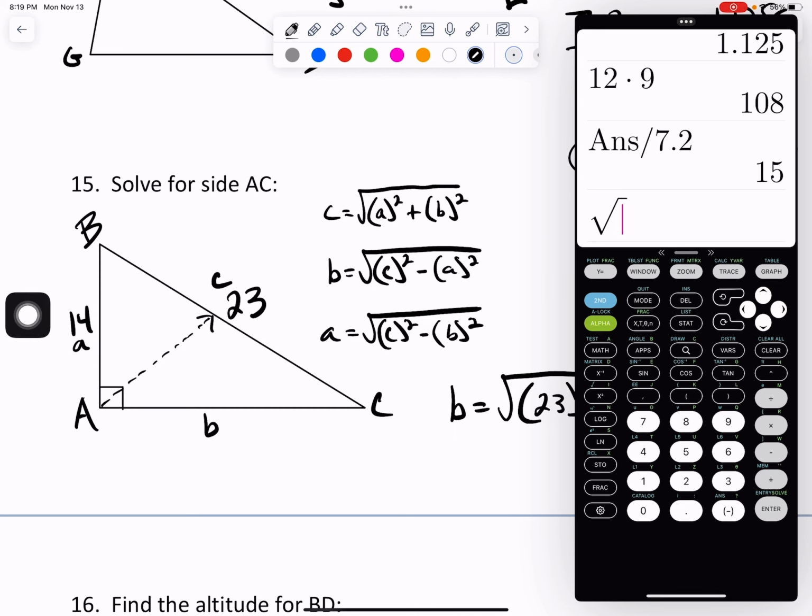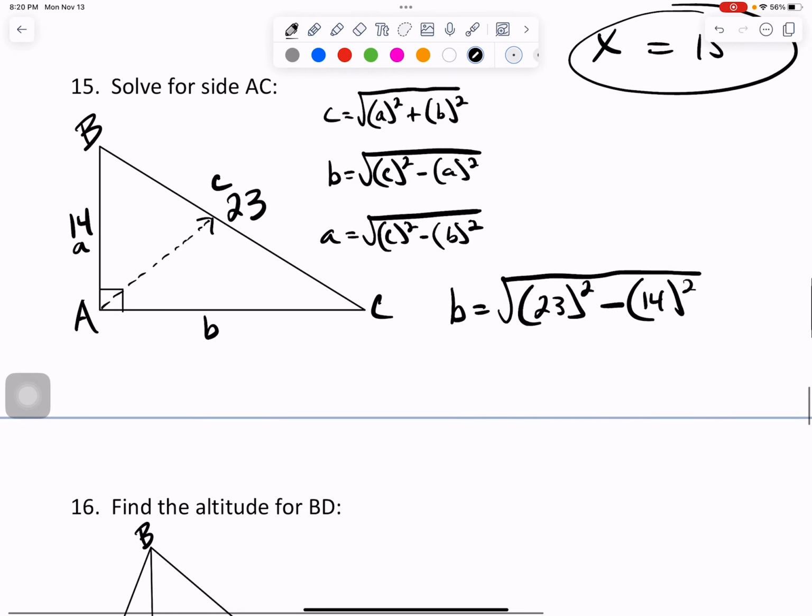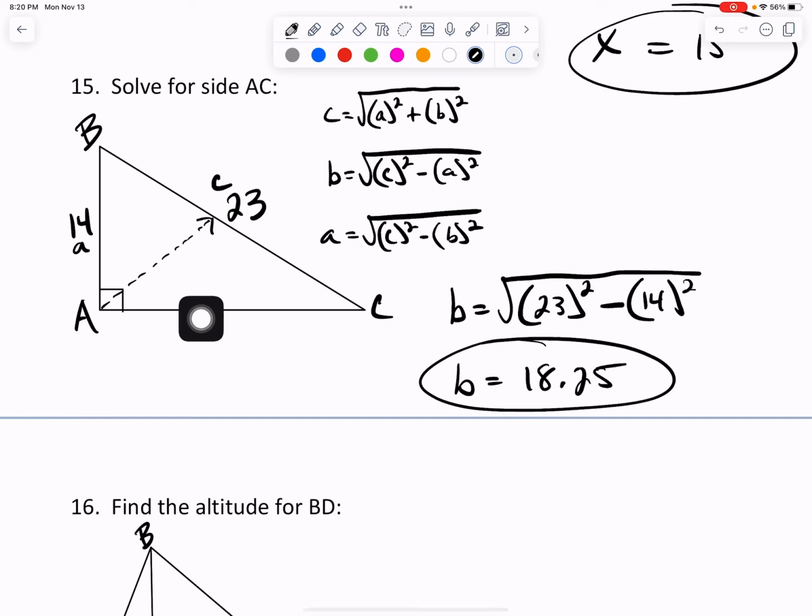All right, got us our radical here. We're going to open a parenthesis. I'm going to do 23. I'm going to close parenthesis. I'm going to hit x squared again. All right, from here, we just follow the formula. Hit subtract. We will subtract our A value. Make sure to open that parenthesis before putting in your 14. Close that parenthesis, hit x squared one more time, followed by enter. And what do we have? 18.24. We can round that up to 18.25. All right. So B equals 18.25. Now, if you had a number that's greater than 23, well, your hypotenuse or your C is always the largest. So you would know it's a wrong answer. All right, just to let you know.